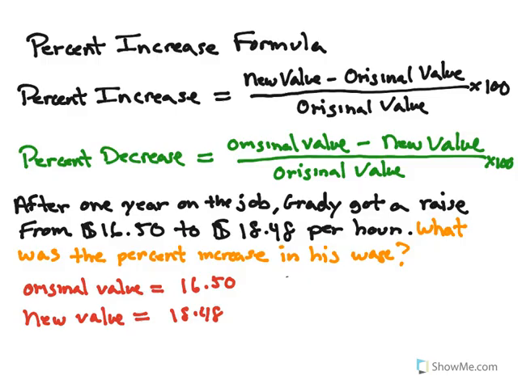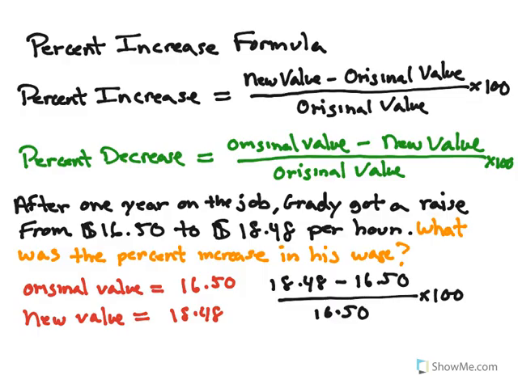when we plug this information into the formula, when we do the percent increase, we have to use the top formula, the new value minus the original value divided by the original value times 100. So the new value in this case is going to be $18.48 per hour minus the original value. His original wage was $16.50 per hour. We're always going to divide that by the original wage for both formulas, and we also need to times that decimal by 100 as well in both formulas. So that part of the formula never changes.